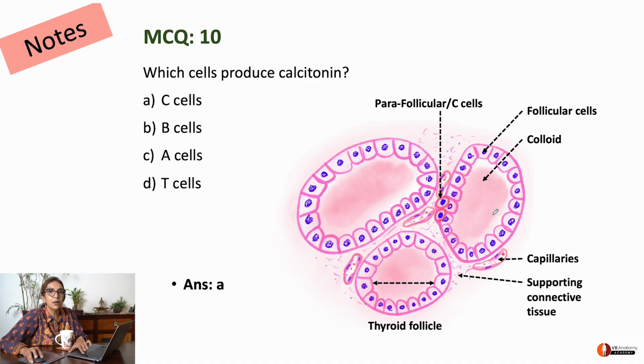Take a look at this diagram of thyroid gland. You can see the parafollicular or C cells here. While the thyroid gland will release T3, T4, the parafollicular cells or the C cells will release calcitonin.